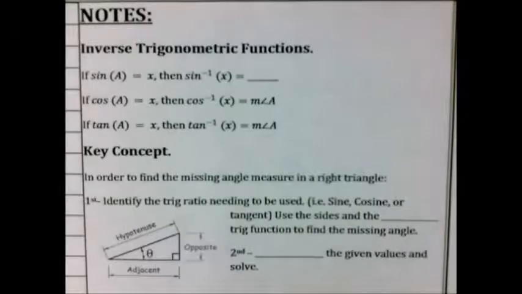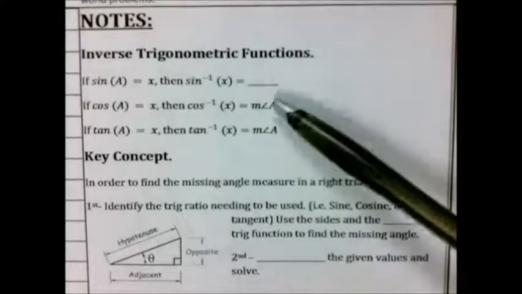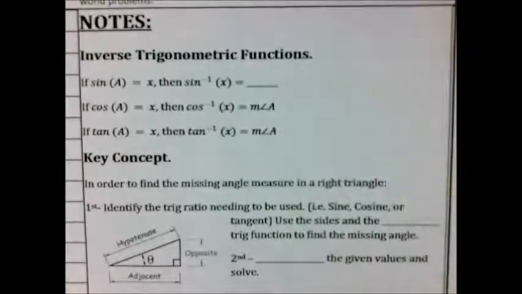If we have the sine of some angle A and it's equal to some number x, then the inverse of sine, that's what this sine to the -1 means, means the inverse sine of x is equal to the measure of angle A. So you're going to put this same blank right up here. All that means is that you can use the inverse of a trig function to find the angle measure using the side lengths.